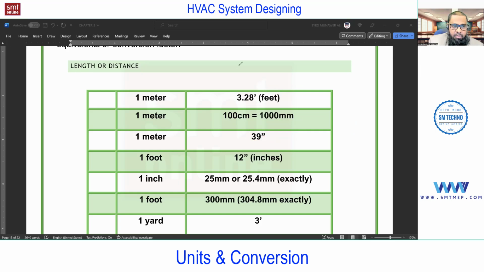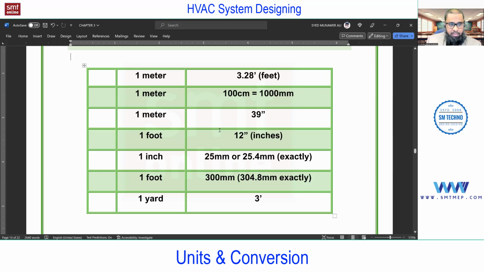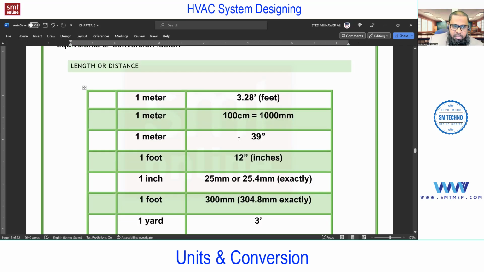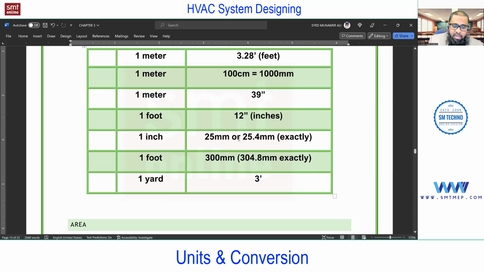And what is a yard? Do you know what a yard is? In local language we used to call it khadam. So 1 yard equals 3 feet. So 3 feet is 1 khadam, meaning 1 yard. This is some important conversion related to distance. Next, we have area.